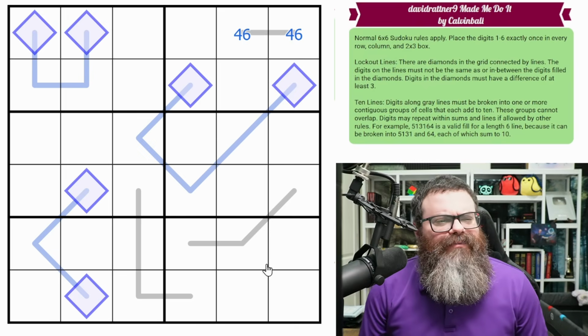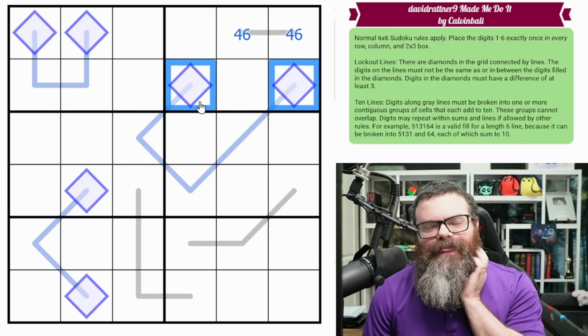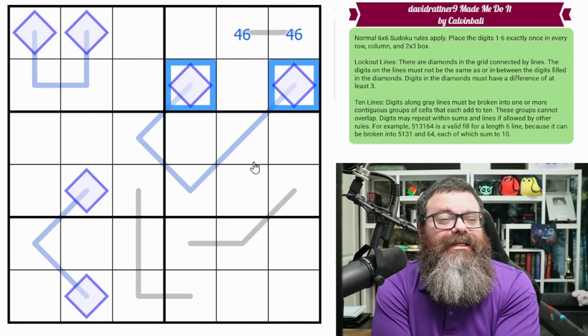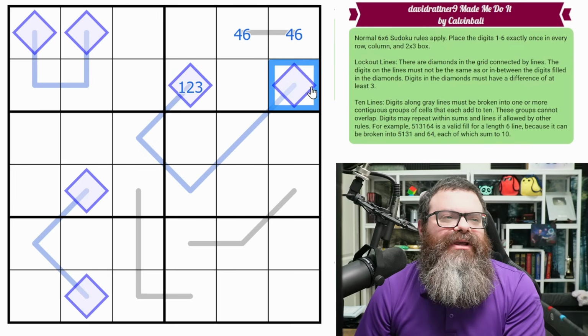Okay, so how do we get started? Well, I think we want to think about these lockout lines. They have a difference of 3, which means that one is going to be low and one's going to be high. What do I mean by that? Well, low is 1, 2, 3, high is 4, 5, 6.